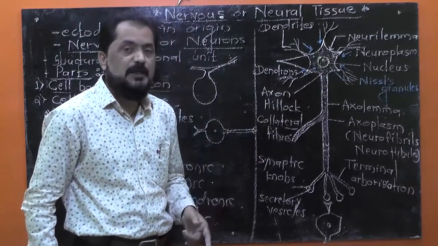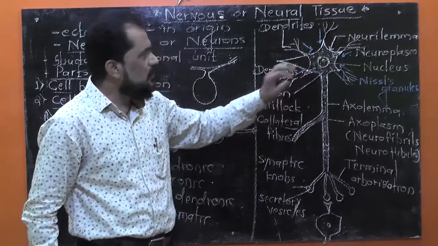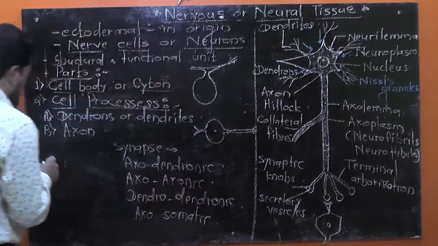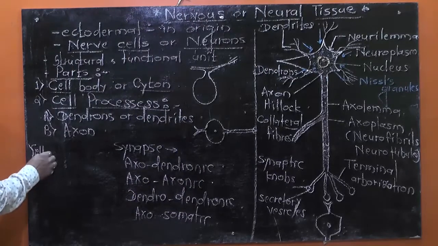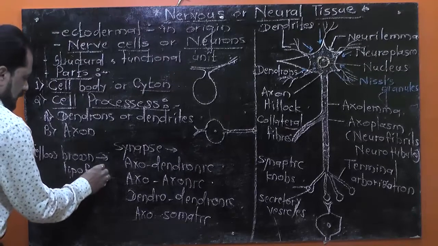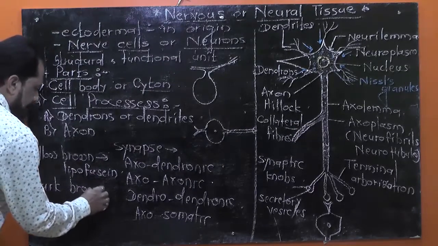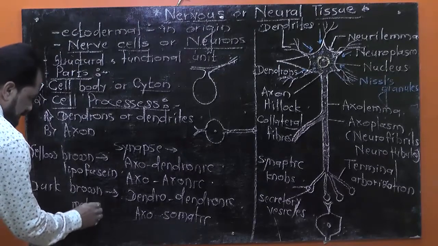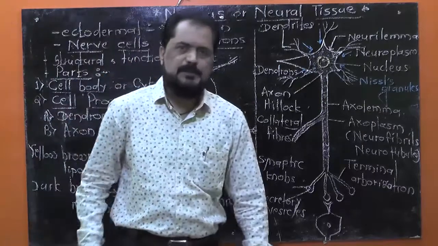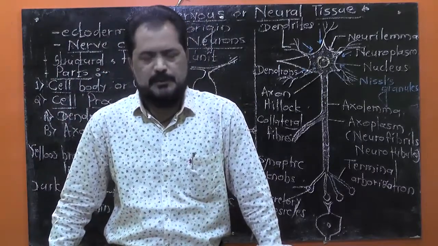In addition to that, it also contains some pigments. या ठिकाणी या neuroplasm मध्ये काही pigments पण असतात, such as the yellow brown pigment known as lipofuscin and the dark brown pigment, that is melanin. So here we have studied only about the neuron. Let us stop here today. Thank you and bye.